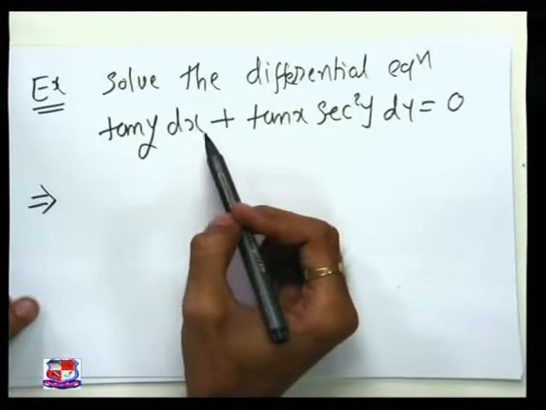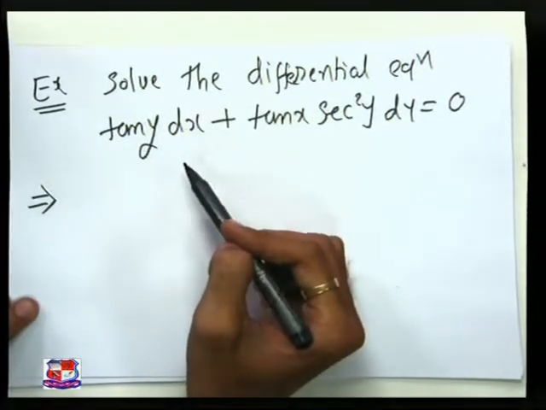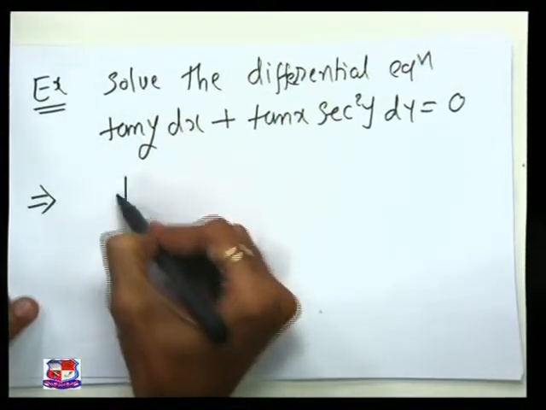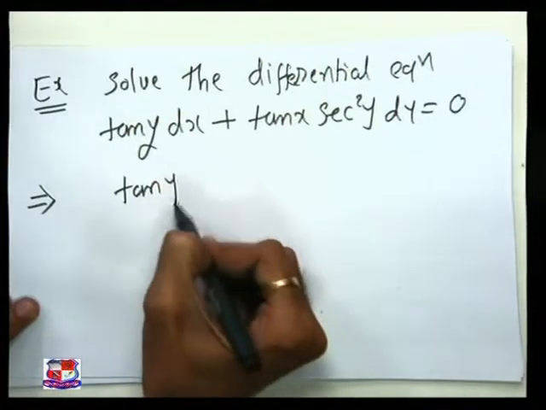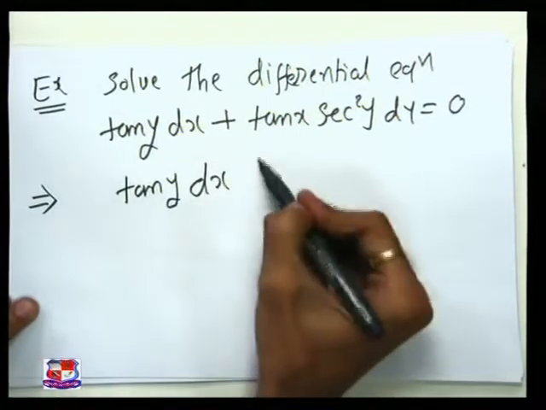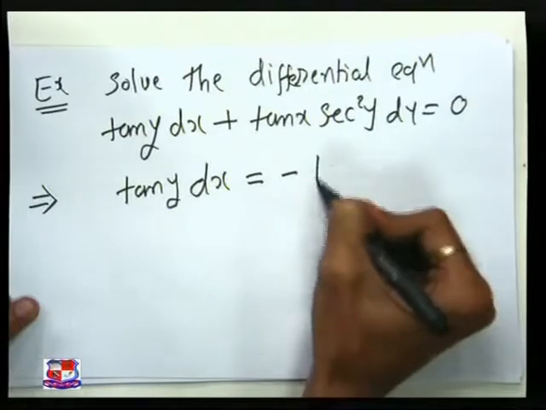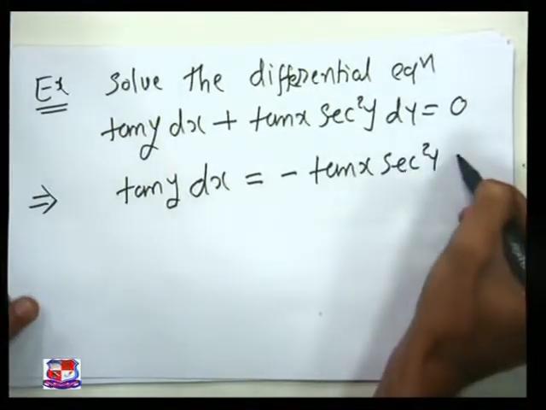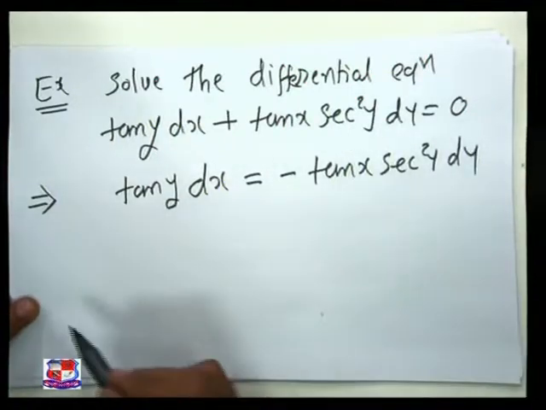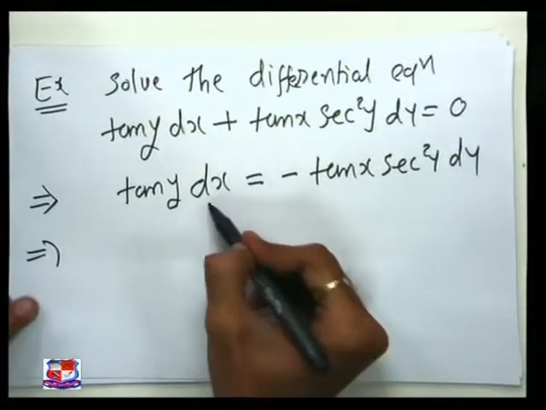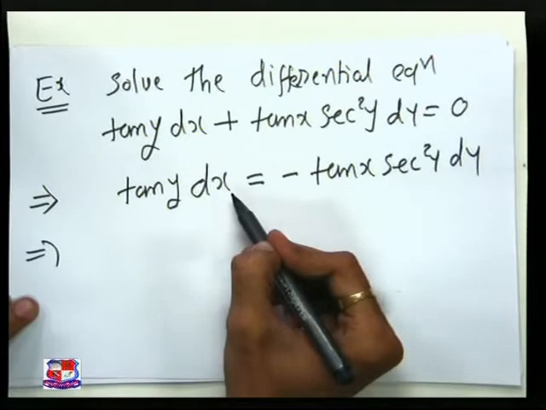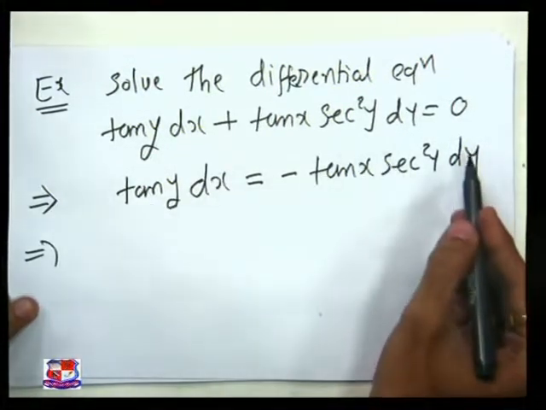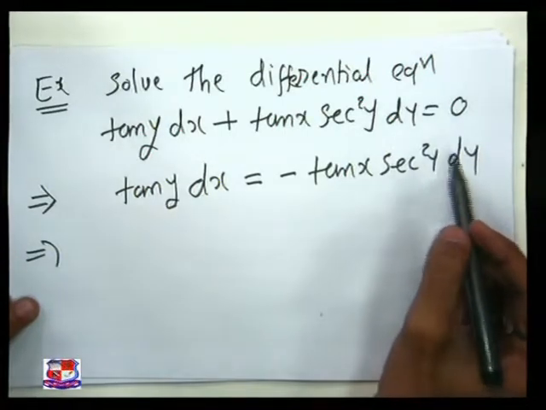That means we will check whether the variables are separable in this equation or not. For that, by simplifying this equation, we will get 10y into dx is equal to minus of 10x into sec square y dy, right? So here there is dx, so we need the terms of x in the left hand side, and here there is dy, so we need terms of y in the right hand side.